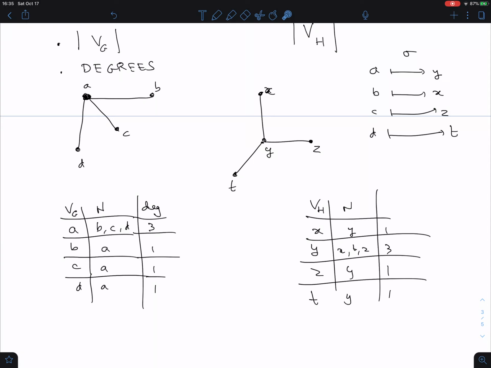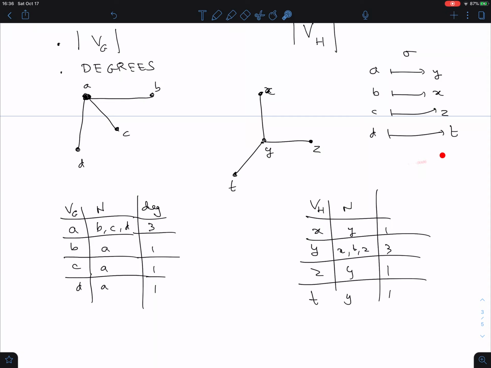A has to go up to 3 because the isomorphism has to preserve the degrees. What about B? Well, B has degree 1, so B has to be sent to one of these guys of degree 1. Which one? Sometimes it matters, sometimes it doesn't. In this particular case, it doesn't matter.